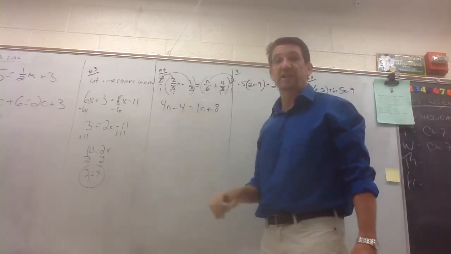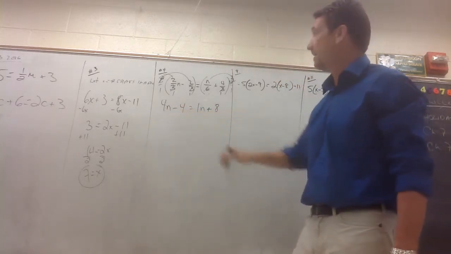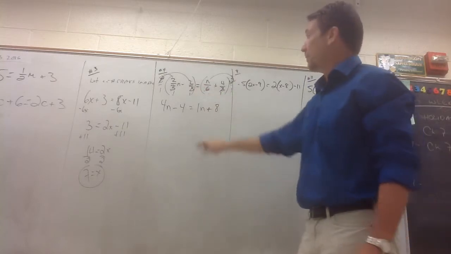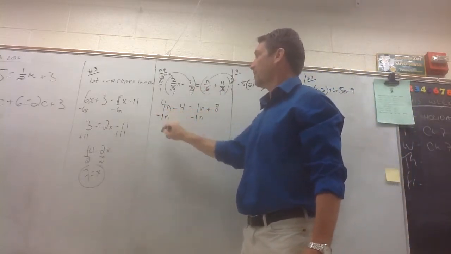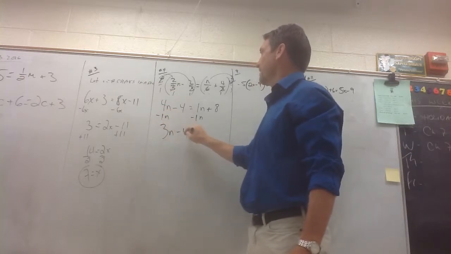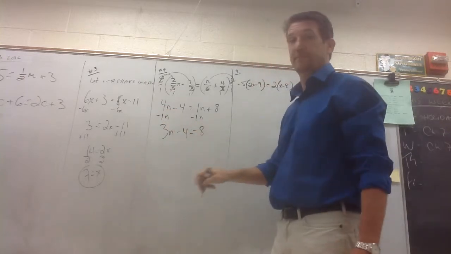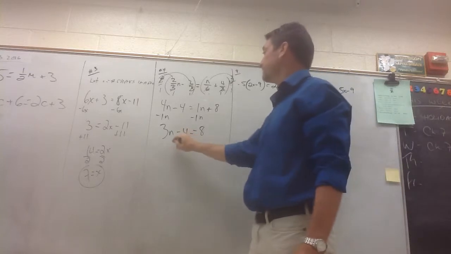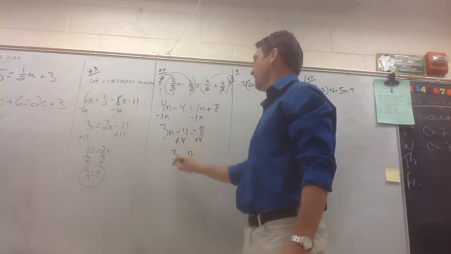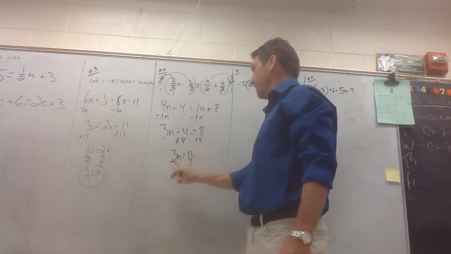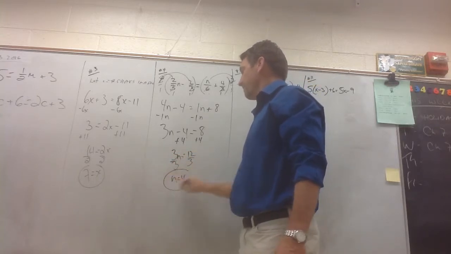obviously this would be much easier to simplify than what we started with. We have variable on both sides. Let's subtract the variable term with a lower coefficient. Leaves us 3n minus 4 equals 8. Two-step equation. Add 4 to both sides. 3n is 12. Divide both sides by 3. And n equals 4.